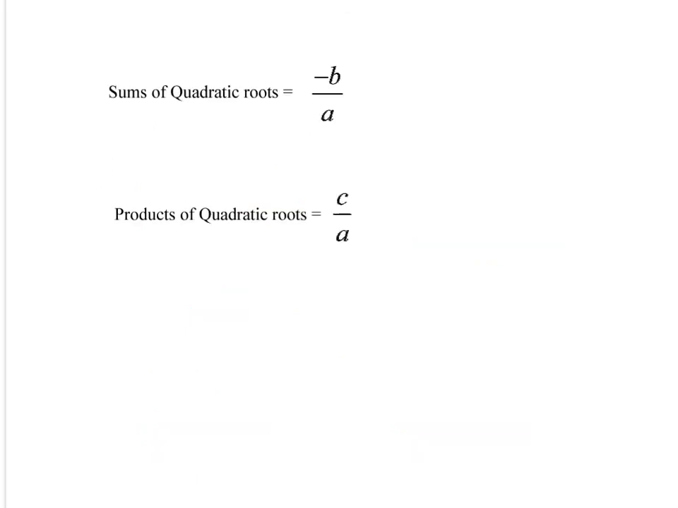So we just said it. The sum of the roots of a quadratic equation, when I add the two roots, I get negative b over a. And if I multiply the roots of my quadratic equation, I get c over a. So if I'm given two roots of a quadratic equation, how can I figure out what the equation is? We have two options.